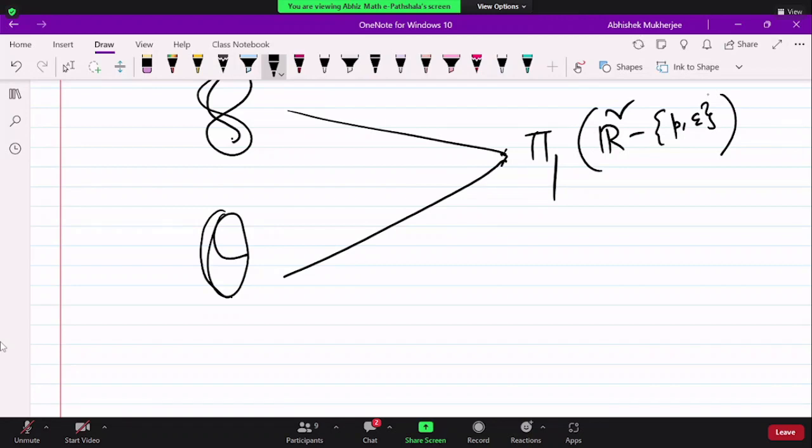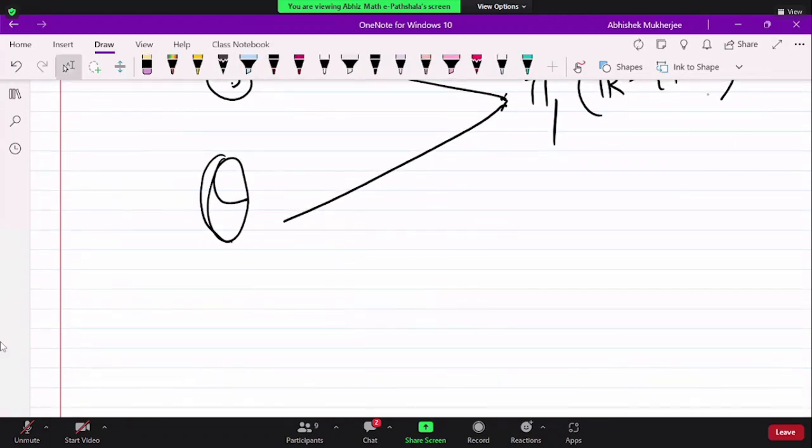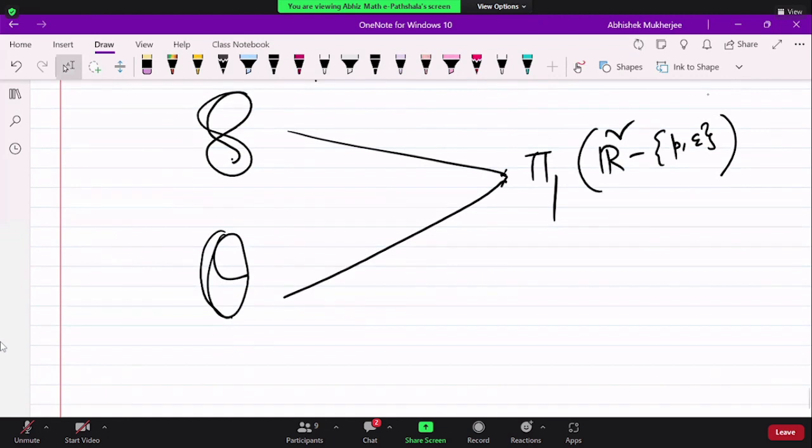But it should be noted that neither is a deformation retract of the other. So between these two spaces, figure 8 space and theta, neither is a deformation retract of the other, but their fundamental groups are isomorphic. So this example motivates us to think that maybe you will have isomorphic fundamental groups of two spaces, but the spaces will not be deformation retracts of each other. Okay. Good.